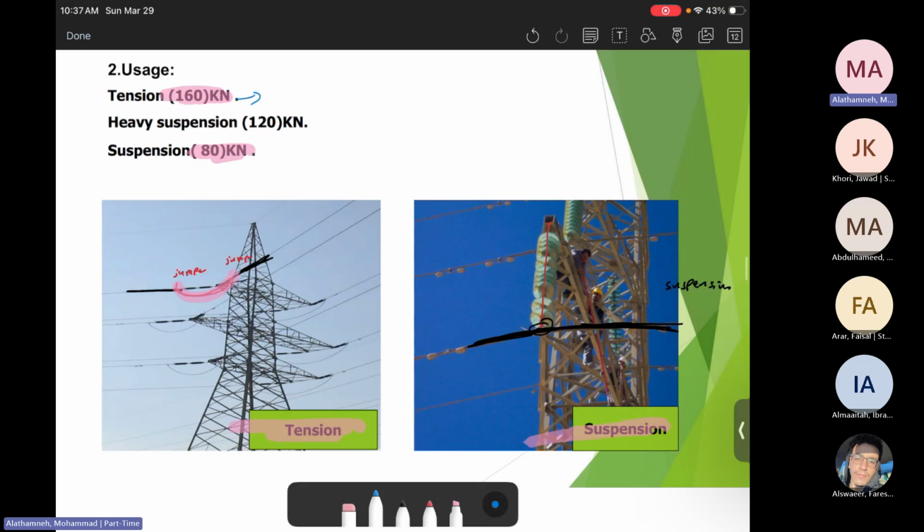Tension is being used, for example, in angle areas, when there is a deviation of 10 degrees, 30 degrees, 90 degrees, when there is an angle on the route of power lines. The other thing, we can use it where there are mountains or valleys, where there will be high tension, high mechanical force.